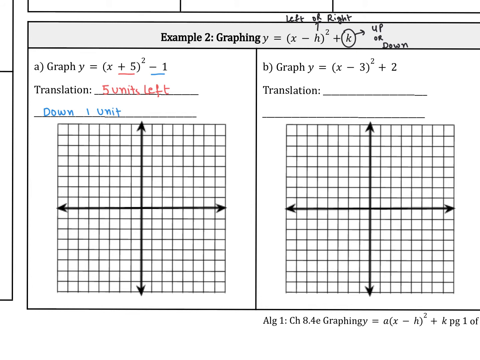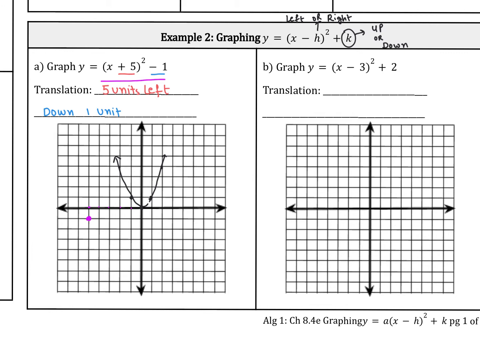First of all, I'm going to graph the parent function starting from 0, 0, 1, 1, 2, 4, and then combine these to get the parent graph. And now for the new function, (x plus 5) squared minus 1, it is moved 5 units to the left, so 1, 2, 3, 4, 5 units to the left and 1 unit down. So this is going to be my starting point.